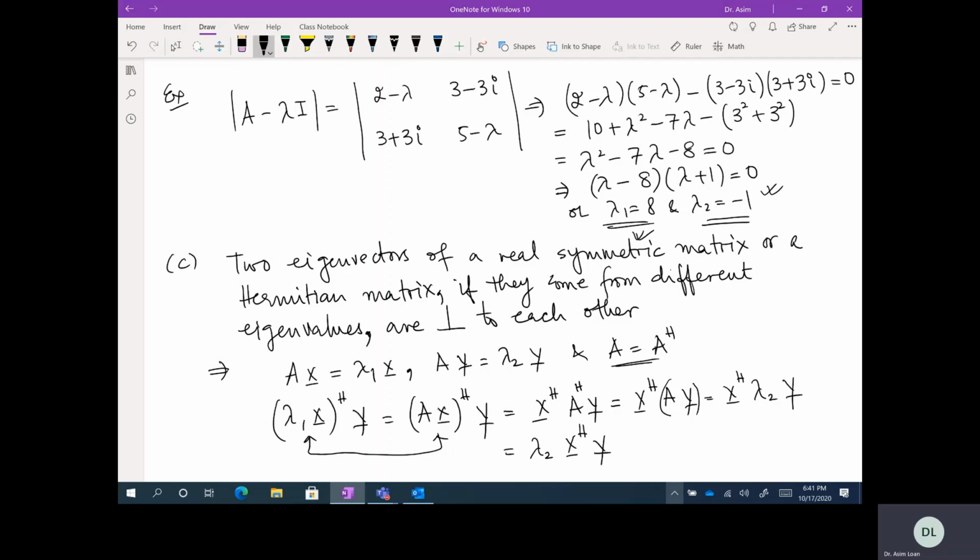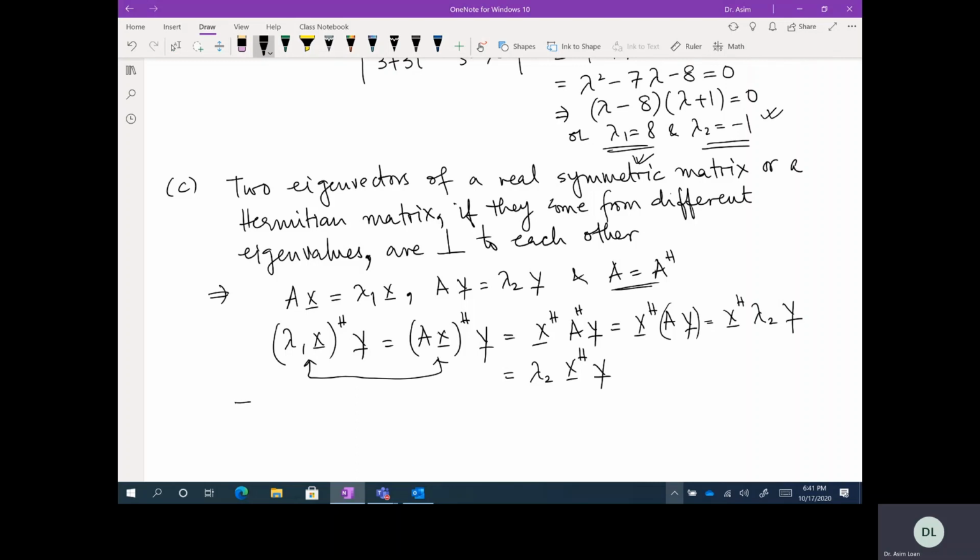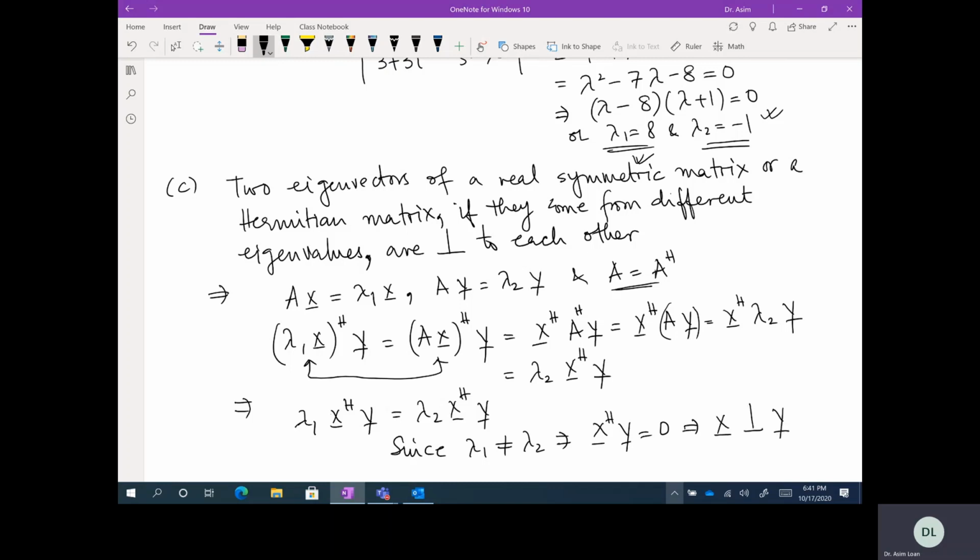Okay, or this implies lambda 1, because these are real, so when we do conjugate, it's not going to affect this one, and this is scalar, so no need of taking transpose. So lambda 1 x Hermitian y equals lambda 2 x Hermitian y. So since lambda 1 is not equal to lambda 2, this implies x Hermitian y has to be equal to 0, or this implies x is orthogonal to y.